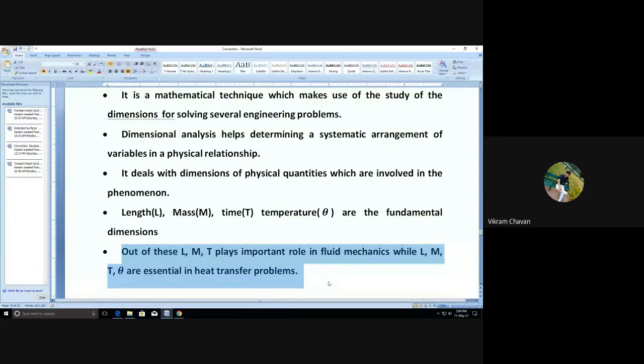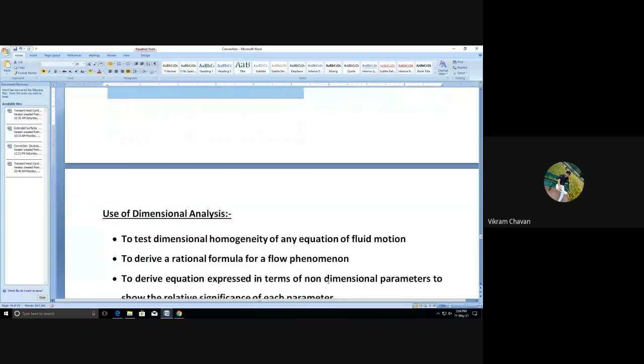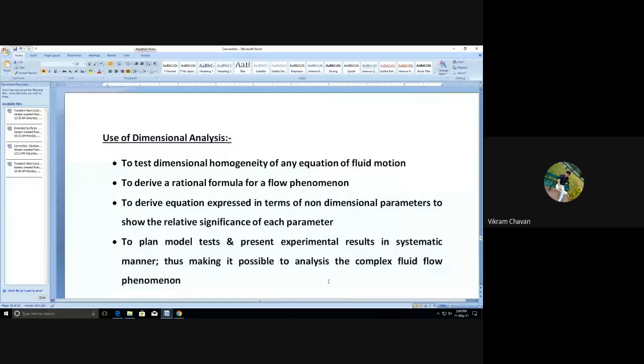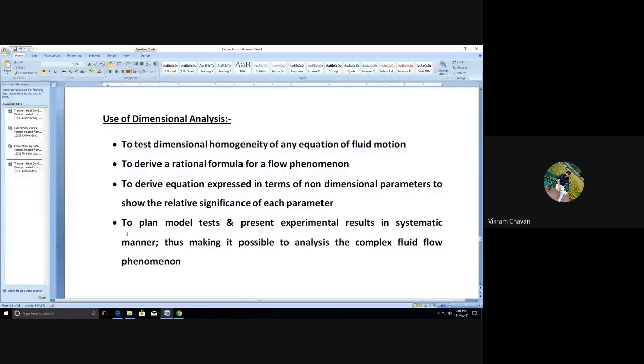Dimensional analysis is essential in heat transfer problems. So where can we use dimensional analysis, or what are the uses of dimensional analysis? First one, to test dimensional homogeneity of any equation of fluid motion.